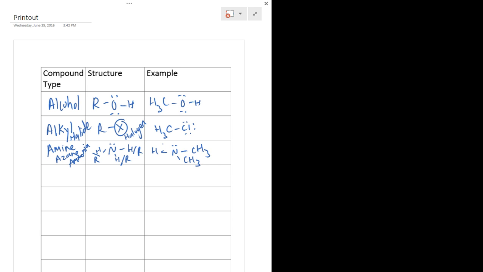The next group I'm going to be talking about is an ether, and it's really important not to confuse this with an ester group because they're totally different. An ether group is an R group attached to an oxygen, and the oxygen is attached to another R group. And an example of an ether group is going to be diethyl ether. So I'm going to attach 2 ethyl groups to the oxygen to make diethyl ether. Whoops.